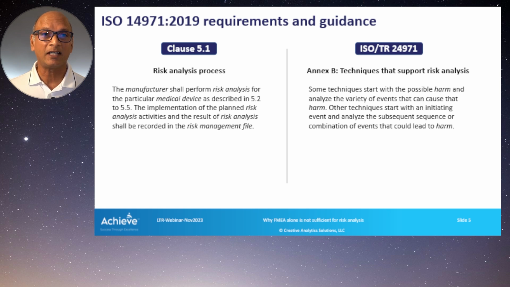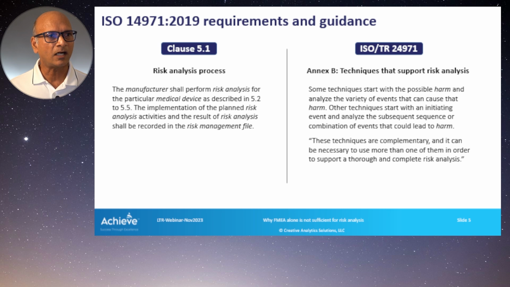Now there is some guidance in ISO TR 24971 in Annex B, and the title of that annex is Techniques that Support Risk Analysis. Techniques is plural. It's not just one technique. The annex describes that some techniques start with the possible harm and analyze a variety of events that can cause that harm. We look at an example of that. Other techniques start with an initiating event and analyze the subsequent sequence or combination of events that could lead to harm. Different tools for different purposes, and we need to use all of them.